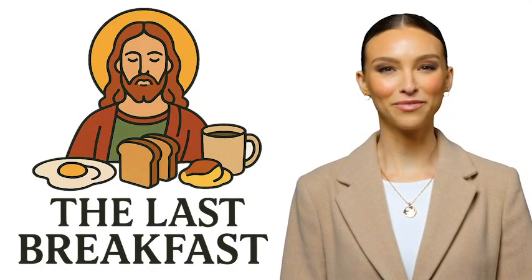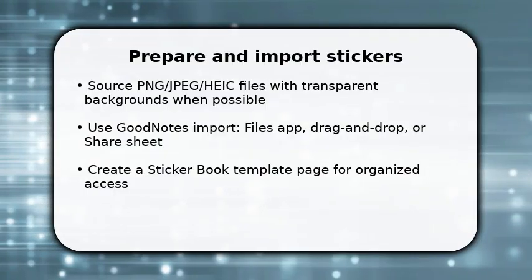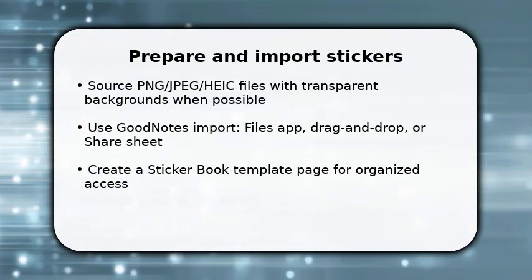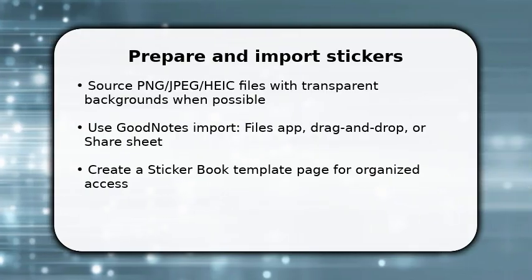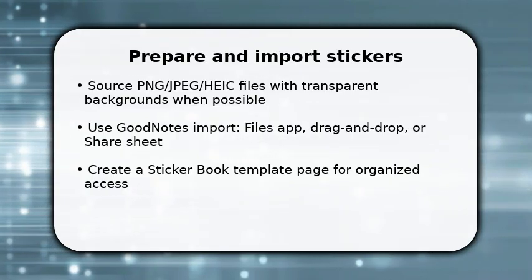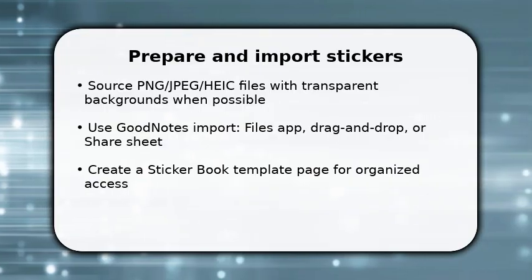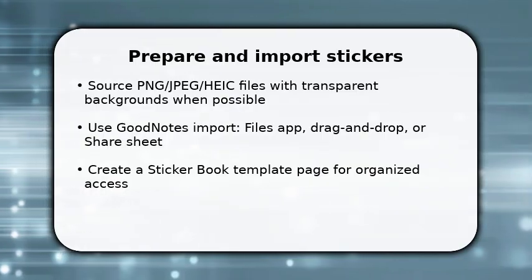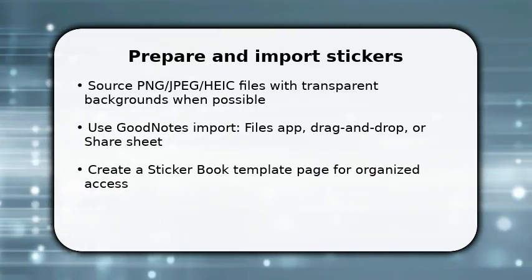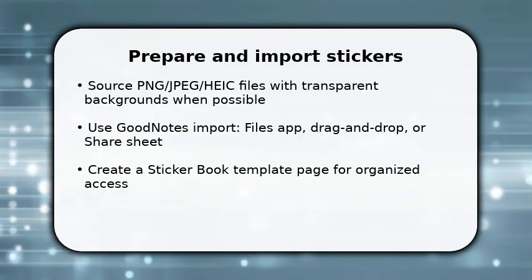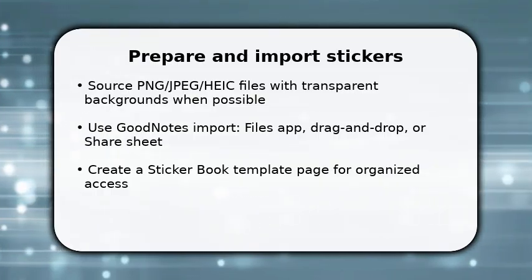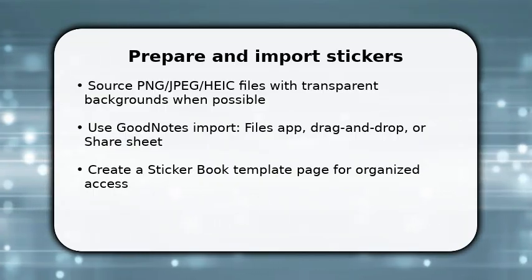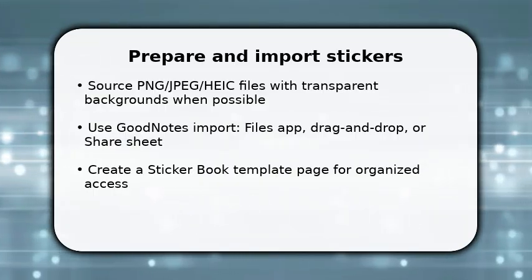You start by collecting sticker images and placing them where Goodnotes can access them. Use the Files app or drag and drop from another app. Once done, import PNGs or HEICs with transparency to preserve edges, because that keeps stickers crisp without white boxes. Make sure to add them to a dedicated sticker book page in your notebook so you can copy and paste quickly. This first step saves time later and ensures consistent sizing defaults when you begin placing stickers on your pages.